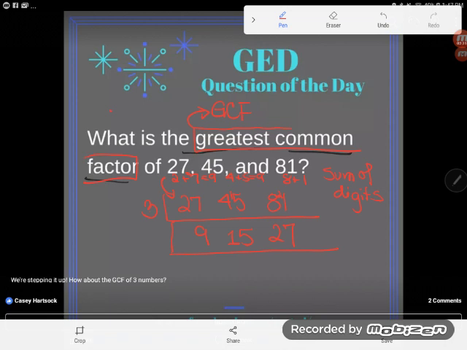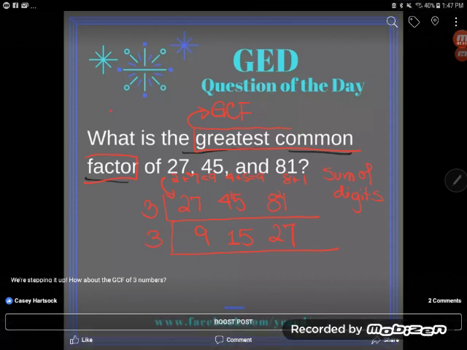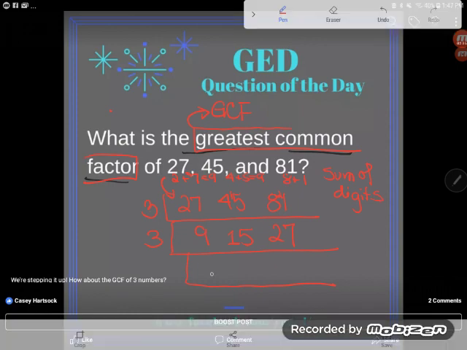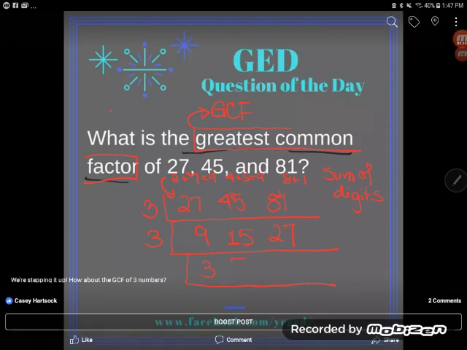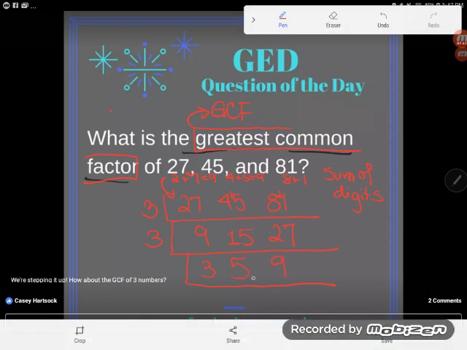Now I can see once again that I have 3 numbers remaining, and what I notice is that they still have a 3 in common. 9 is on the 3 times tables, 15 is on the 3 times tables, 27 is on the 3 times tables. I'm going to pull out the remaining 3 they have in common. Now let's see what we have left. 9 divided by 3 is 3. 15 divided by 3 is 5. 27 divided by 3 is 9. Now my numbers are a little smaller.